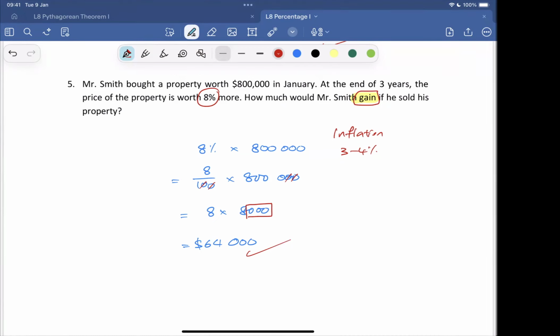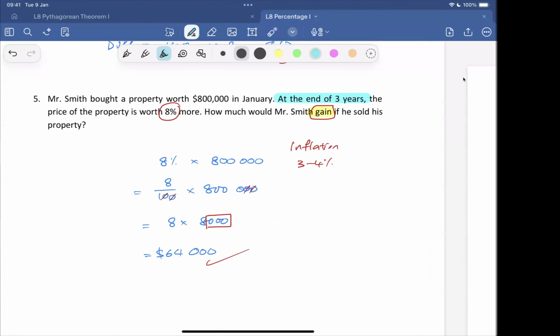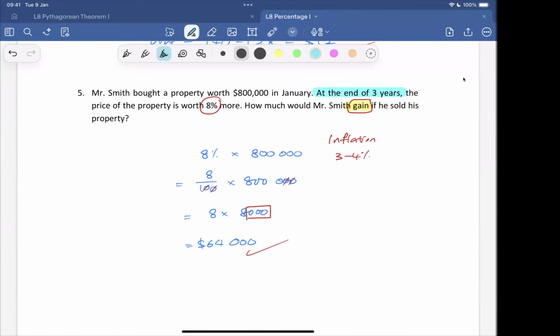It's enough, is it? But wait, there's one more thing that I need to point out to you. Can everybody look here? Can you read this for me? At the end of 3 years. This 8% is after how many years? After 3 years. And therefore, how much is he getting per year? You're getting 8% over 3 years. So how much are you getting per year, Karthik?